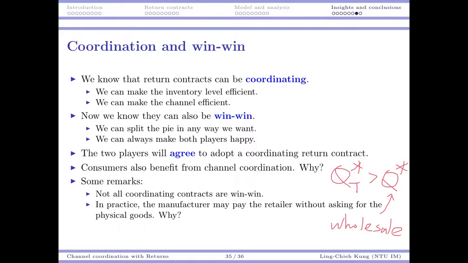And also, you probably want to think about this. In practice, some manufacturers are saying to the retailers, I'm going to sell you some product. If you cannot sell all of them, I'm going to compensate you, but you don't need to ship the physical goods back to me. The manufacturer does not want those unsold finished goods, but the manufacturer will still pay the retailer, even though those items are not shipped back. I think you are able to find the reason behind this. It's just about incentives. The manufacturer wants to buy back those products, not because the manufacturer wants that salvage value, but because the manufacturer wants to provide incentives for the retailers to earn more. Everything is about incentives.